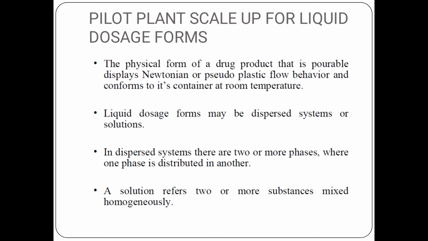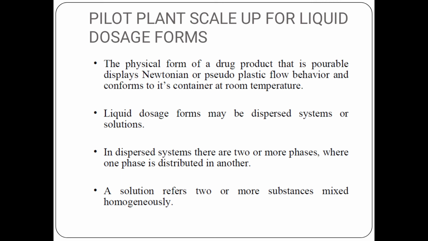So, the pilot plant scale up for the liquid dosage form. The physical form of the drug product is pourable, displays Newtonian or pseudoplastic flow behavior and conforms to its container at room temperature. Liquid dosage forms may be a dispersed system or a solution system. As we know, it may be a biphasic or monophasic liquid dosage form. Biphasic, like our emulsions and suspensions. Monophasic, that is our solutions, all the sterile formulations, linctuses and elixirs.